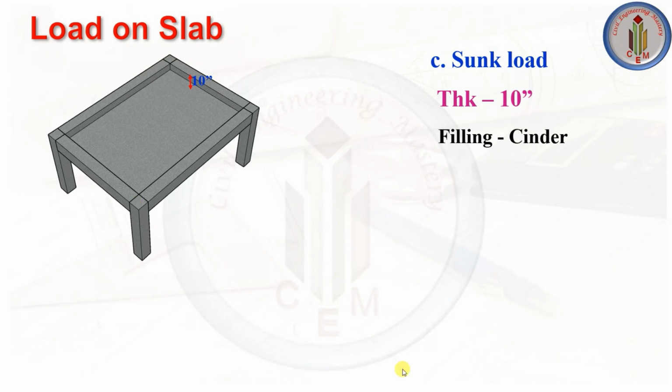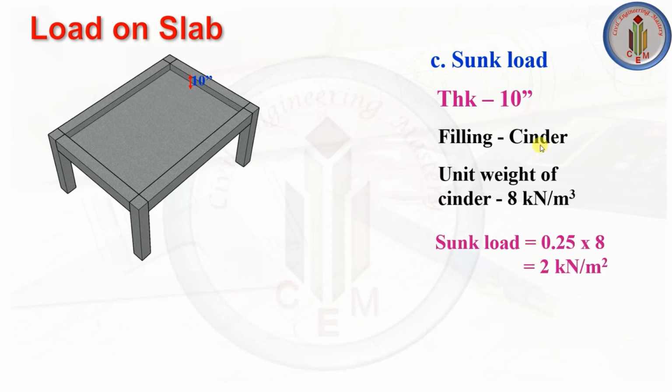Here we are using cinder as the material. Unit weight of cinder is 8 kilonewton per meter cube. For unit weight of materials, you have to refer to the IS 875 Part 1 code. So sunk thickness is 10 inches, that is 250 mm, 0.25 meter, multiplied by 8, the unit weight. So we get the sunk load as 2 kilonewton per meter square.